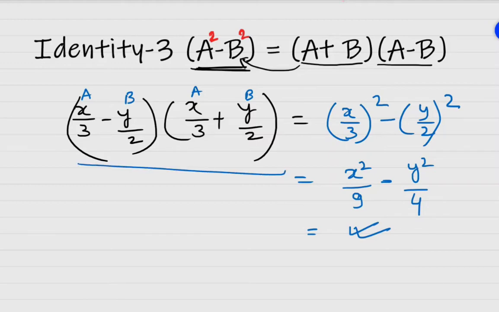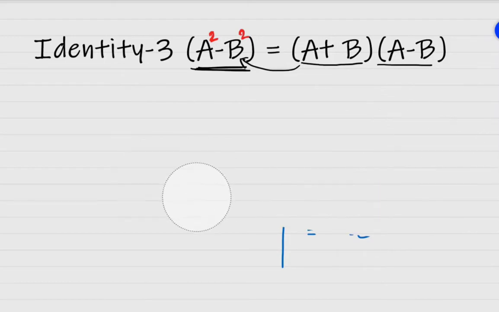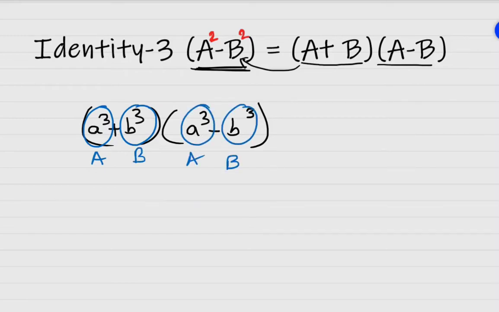Suppose one more question, let me deal with one more question. Let us erase this. Suppose you have a question, (a cube plus b cube) into (a cube minus b cube). While reading itself, you will understand this is in the form of (a + b)(a - b). Simply see children, suppose you consider a cube as a and b cube as b. So then you can see that this is in the form of (a + b)(a - b), isn't it? So what will be your next step?